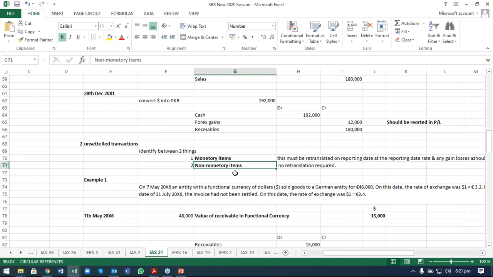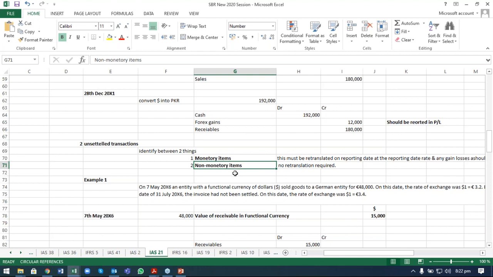And if it's a foreign inventory, and you cannot assign a value to that inventory within your functional currency, you have to retranslate that inventory within your functional currency, and if there is any impairment, you have to record it.